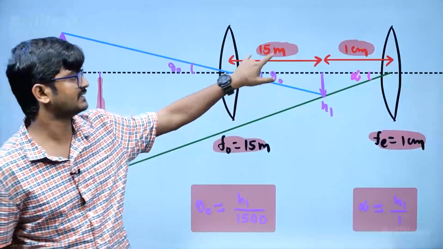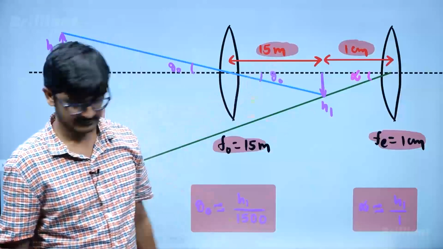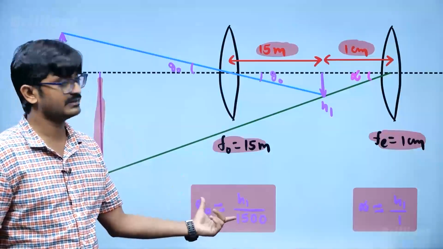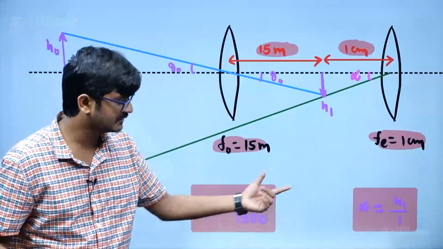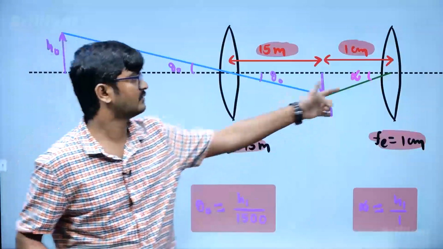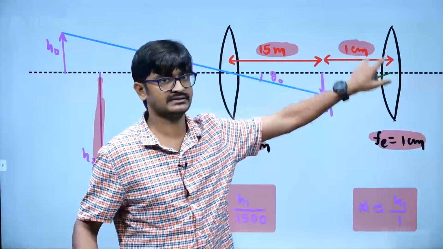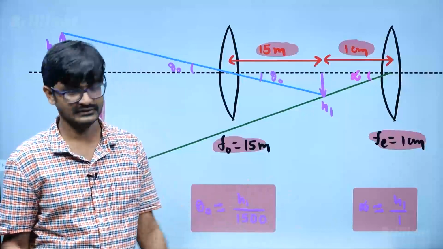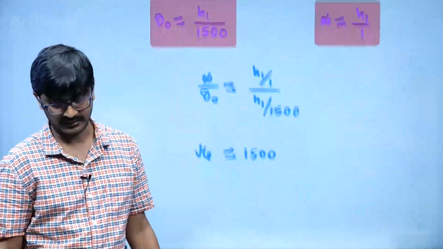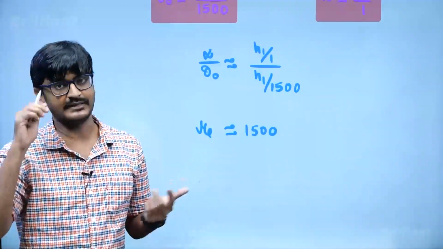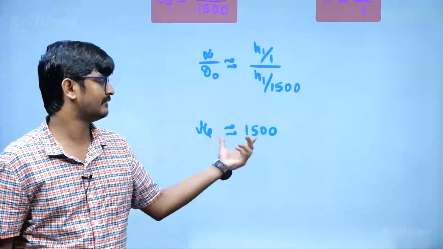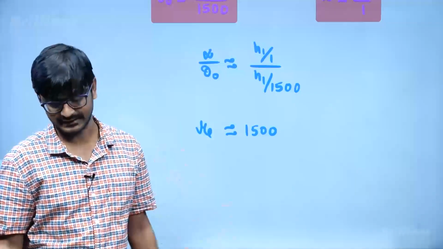What is theta naught? Theta naught is h1 by 15. Now this is going to be the angle subtended at my naked eye. I have converted everything into centimeters. Now what is alpha? Alpha is h1 by 1 centimeter, right? So if I take the ratio alpha by theta naught, I will get 1500 times. So by using this instrument, I can magnify the angle subtended 1500 times.